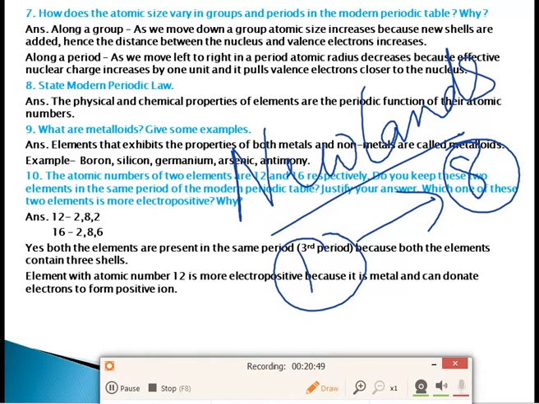Mendeleev's periodic table, you all know that the physical and chemical properties of the elements are a periodic function of their atomic weights. In Mendeleev's periodic table, remember that the physical and chemical properties depend on atomic weight, but in the modern periodic law, the physical and chemical properties depend upon atomic number.